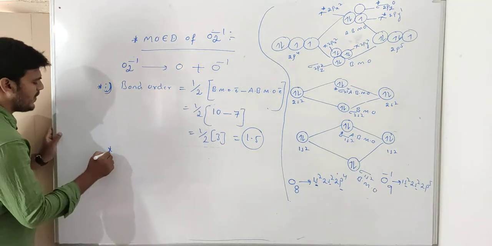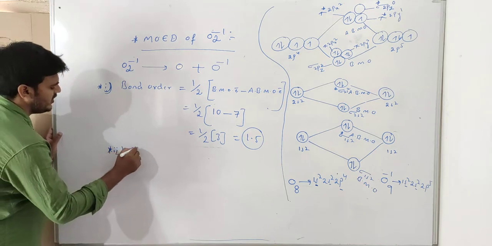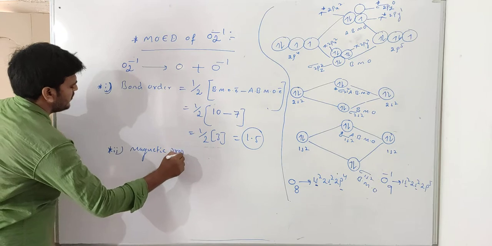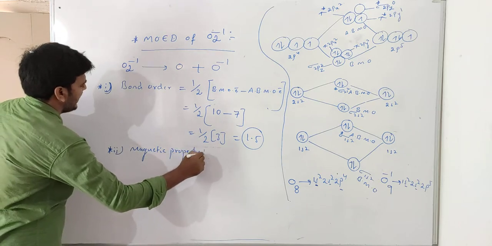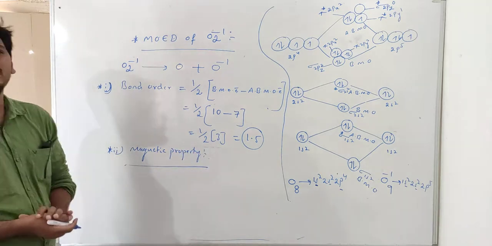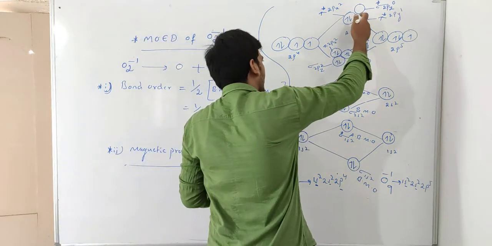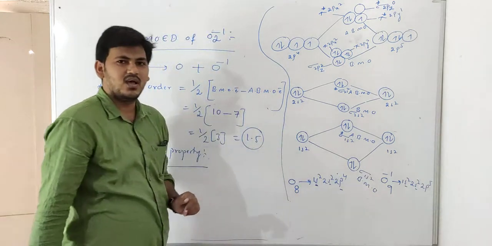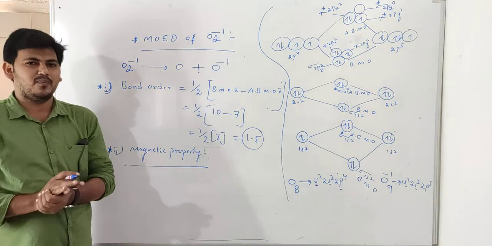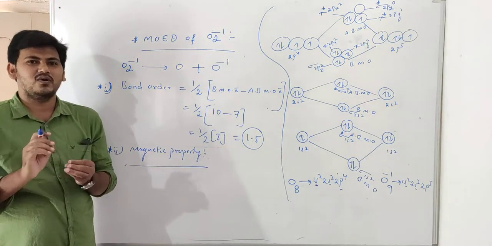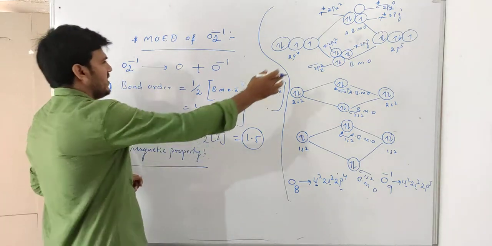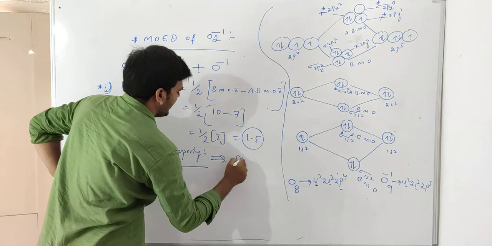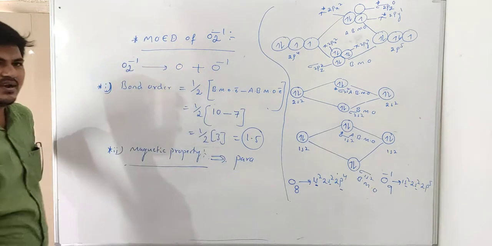And the second point is magnetic property, paramagnetic or diamagnetic. The presence of an unpaired electron gives paramagnetic property, and completely paired electrons give diamagnetic property. So here, with the presence of one unpaired electron, the magnetic property is paramagnetic.